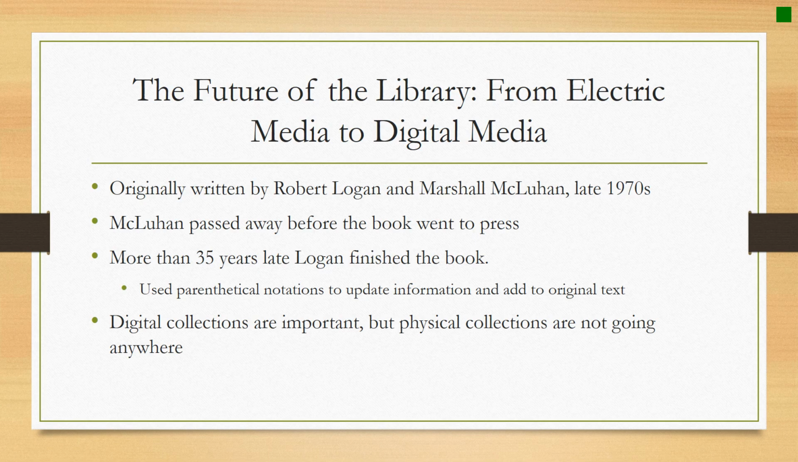And then we go from that to Robert Logan and Marshall McLuhan. They had sat down and begun writing this book called The Future of the Library: From Electric Media to Digital Media. They had started this in the late 1970s, and unfortunately McLuhan passed away before the book ever went to press. But Logan kept with it, and he kept looking, as the technology evolved, at how libraries were going from this physical being into this more digital meaning, and how not necessarily they were being replaced by it, but how they were starting to integrate it. And as all of this was happening, he began to incorporate parenthetical notes into this book that they had written.